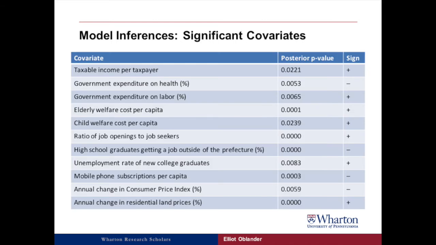This table shows the covariates which were significant at the 5% level based off of our model. We see that many of the covariates have to do with labor and job availability, and in particular we see that some of the most predictive covariates are the ratio of job openings to job seekers and the percent of high school graduates getting a job outside of the prefecture. This is consistent with what we'd expect, which is that people are moving between regions of Japan based off of career prospects and job availability.